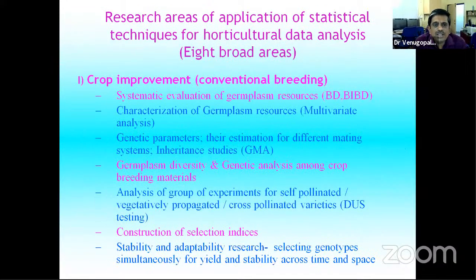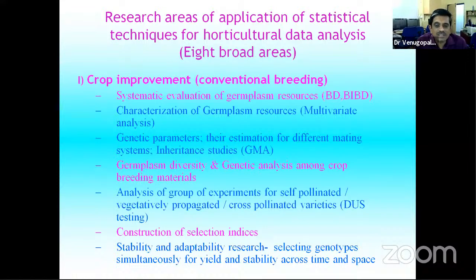So now let me summarize some of the research areas or applications of statistical techniques for horticulture crops. Here I have taken 8 broad areas. Let me start with crop improvement. Some of these I might have already attempted, some I will tell. For the evaluation of germplasm lines, I said that cluster analysis is a very frequently used method.